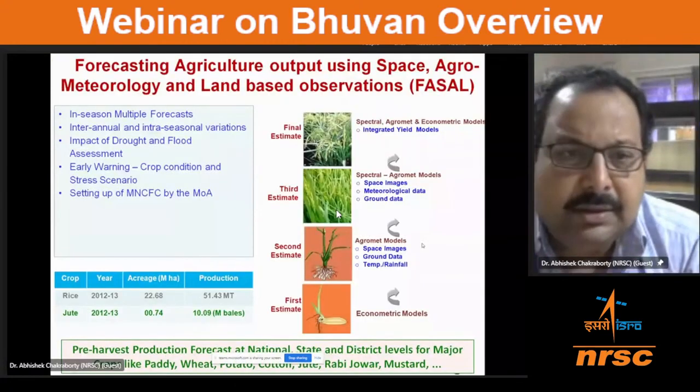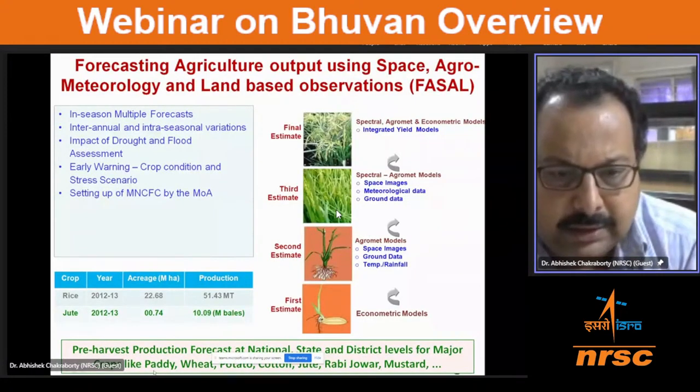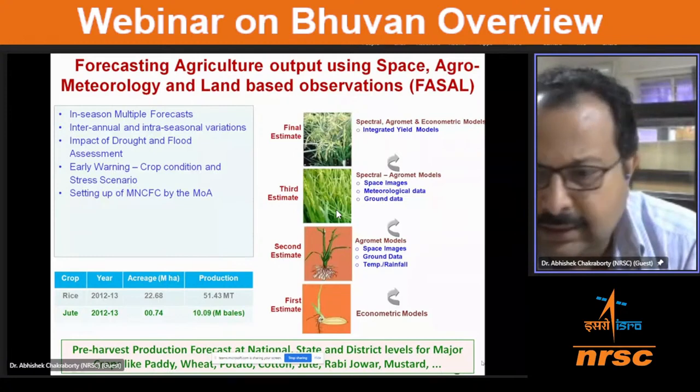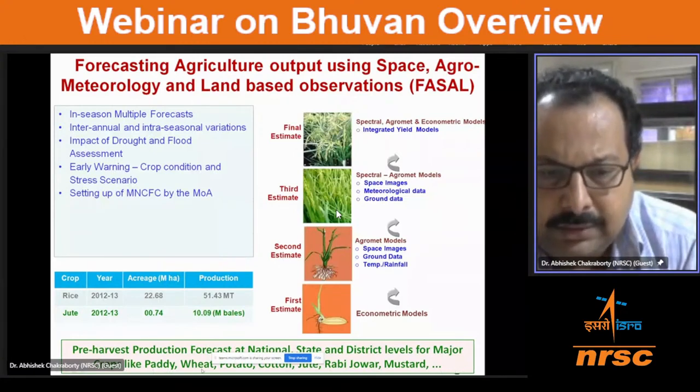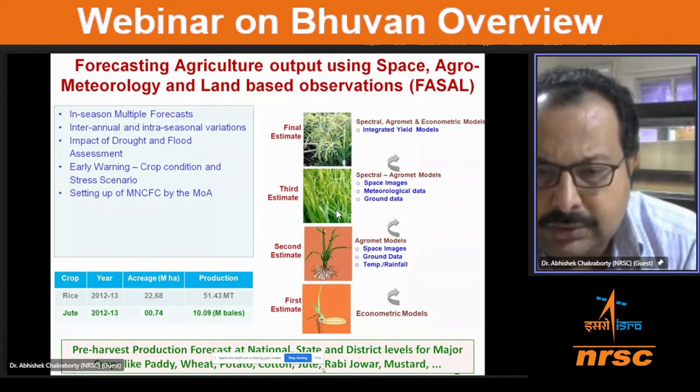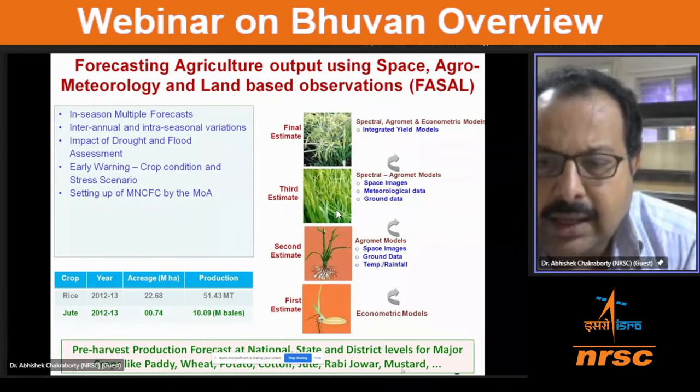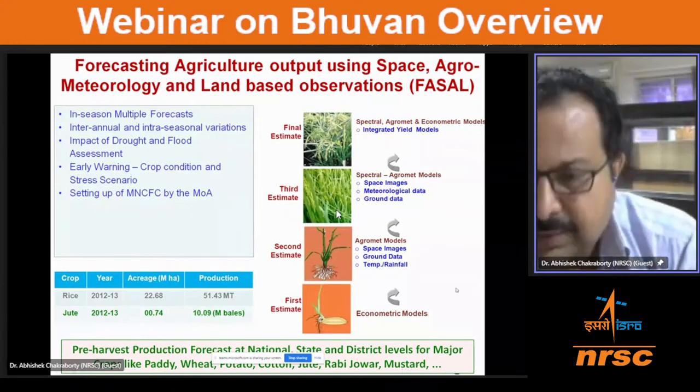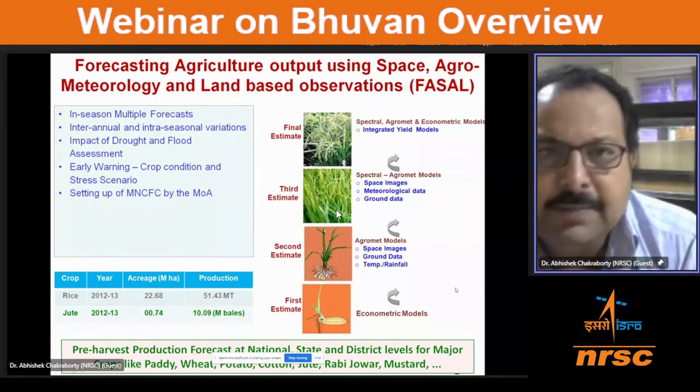Right now, I think these are the crops. Some other crops are also included, but majorly paddy, two-season wheat, potato, cotton, jute, rabi jowar, mustard, and these are the major crops which are now in operation.